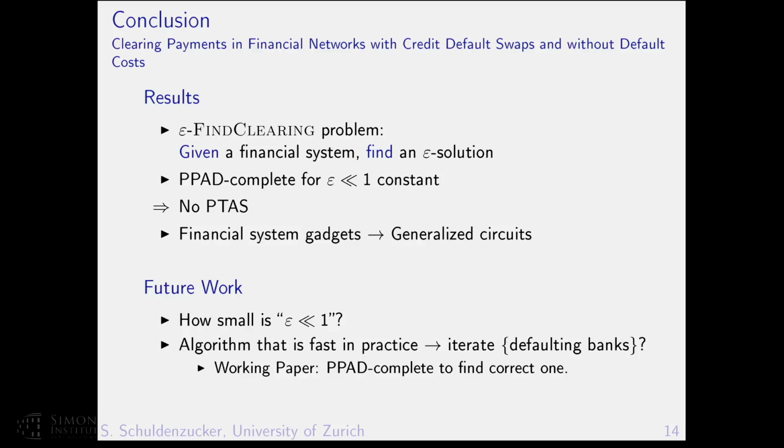And then it would be nice to have an algorithm that is fast in practice, even though not polynomial. This could work by iterating over different sets of defaulting banks. In our working paper, we actually have proven that it is already PPAD-hard to get this right. So which banks default and which don't. And so we believe that this would be a nice point to capture the complexity of the problem.